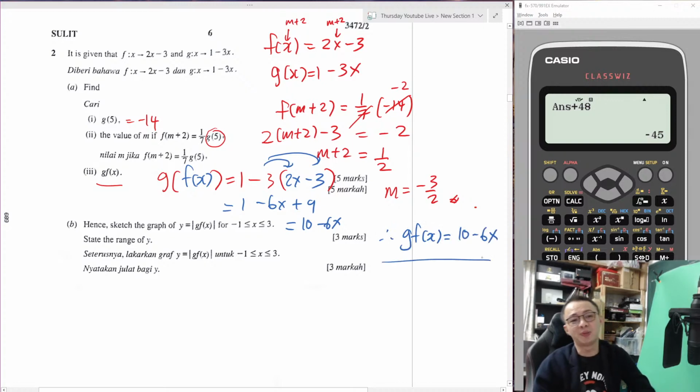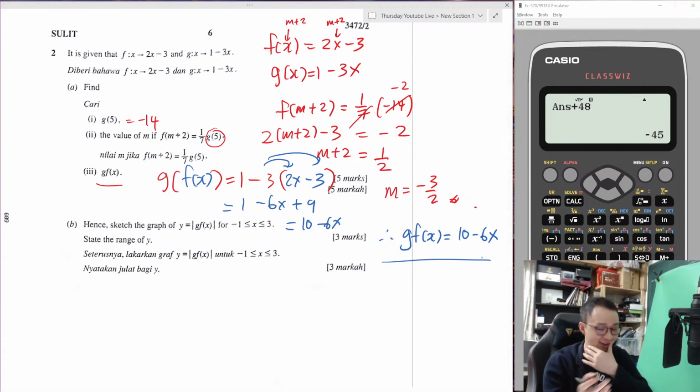Okay, this is composite function, and actually it's quite straightforward. I hope you guys can understand. If you don't, let me know. Alright, then this one will be quite tough for 2018 students, because you need to sketch the modulus graph. Not all the students know.